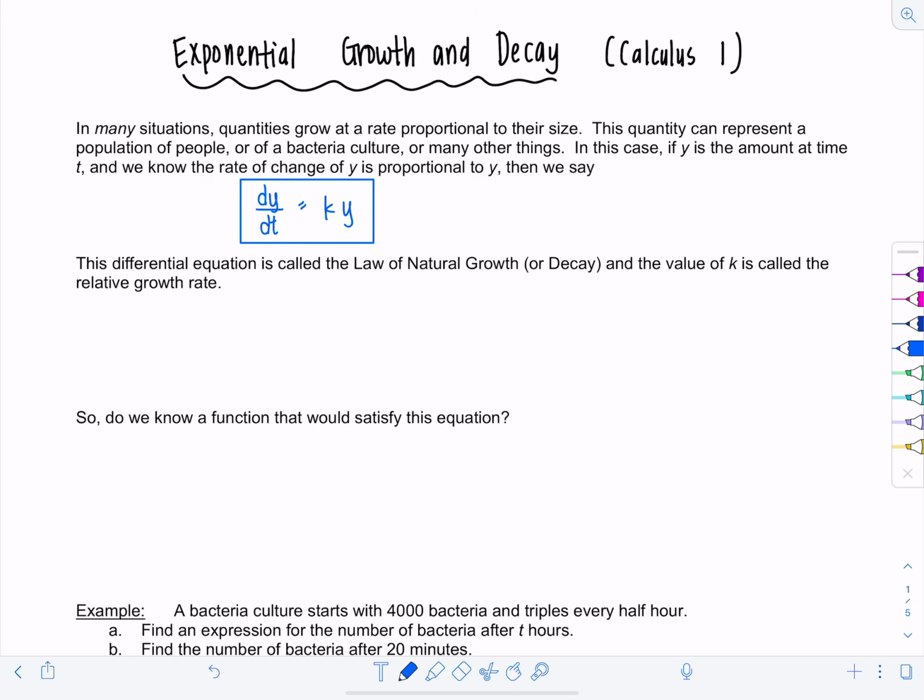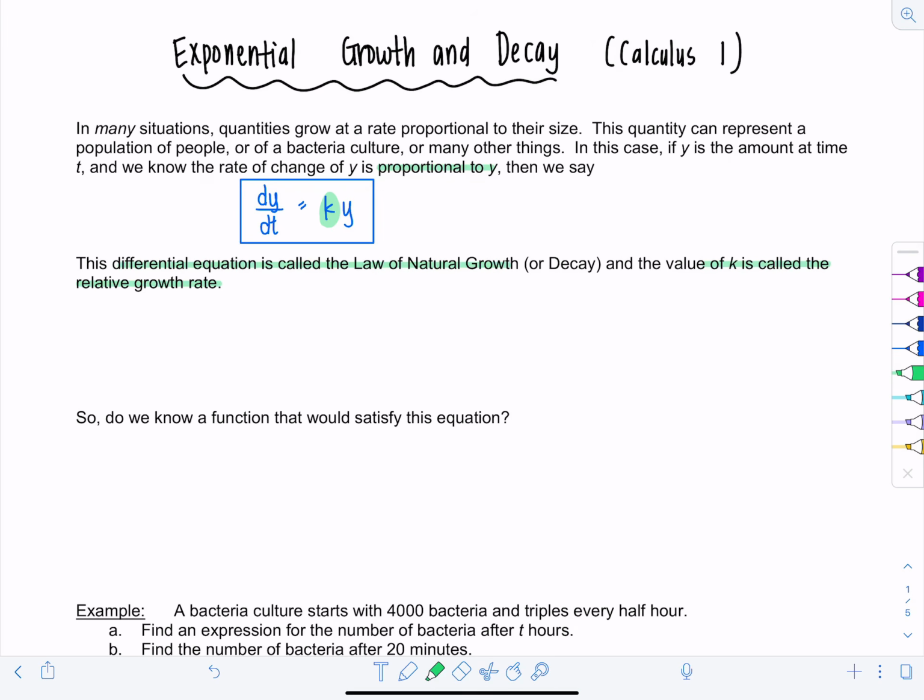So if you remember studying variation a little bit, this k here is our constant of proportionality. And it represents something when we're looking at this kind of a model in particular. Here we have a differential equation. A differential equation is an equation that includes a derivative of a function. And it's called the law of natural growth or decay, depending on the value of k. And the value of k is called the relative growth rate.